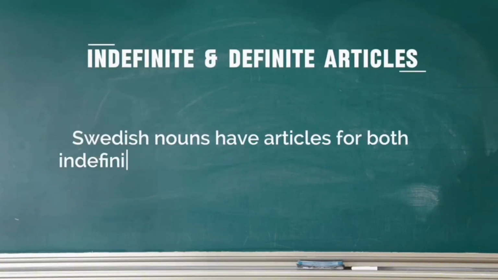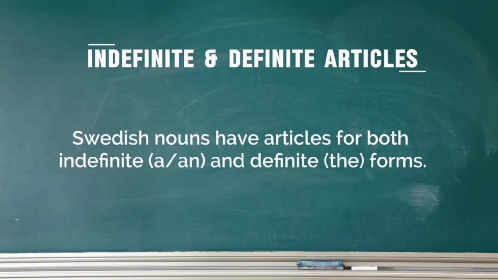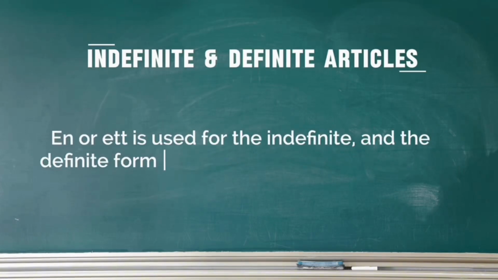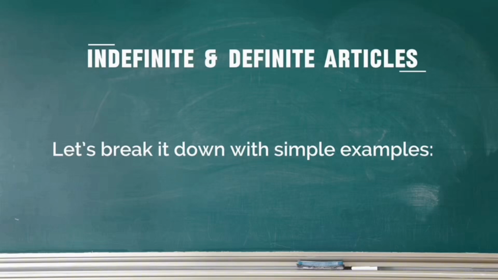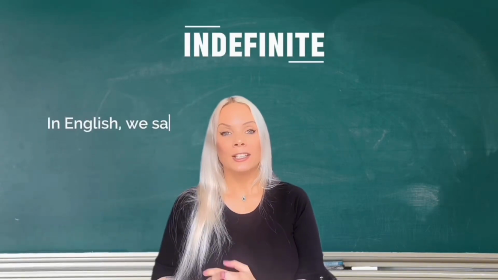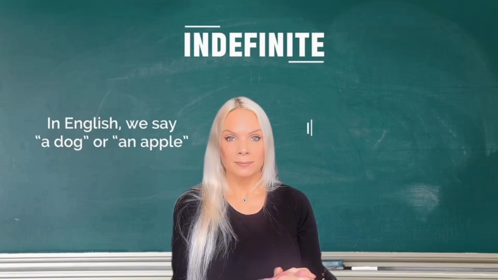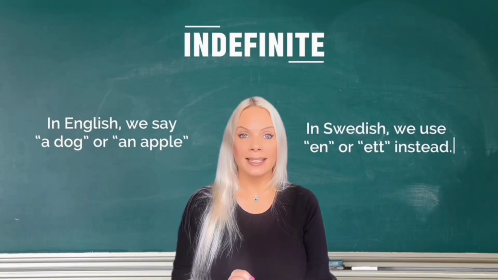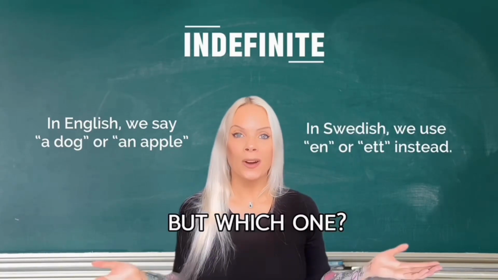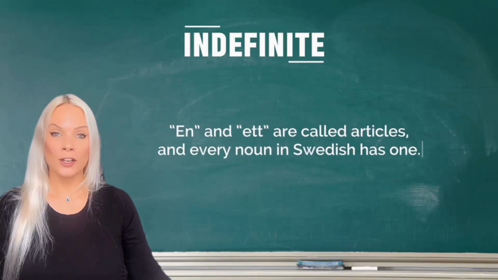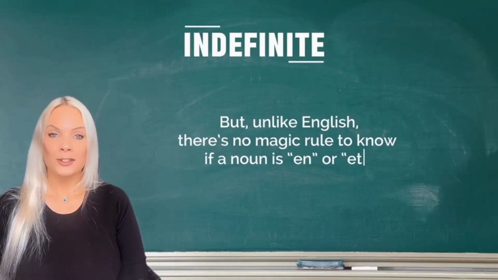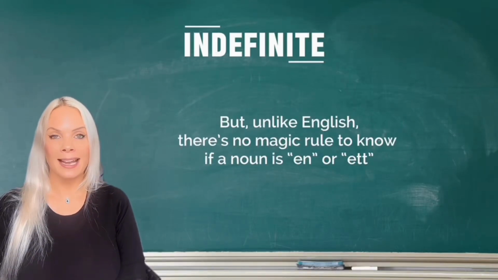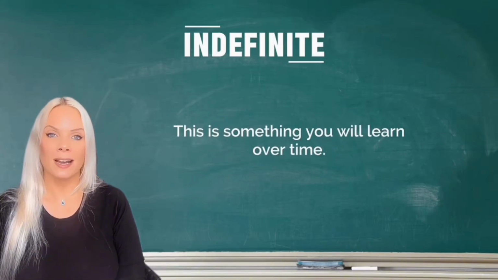Swedish nouns have articles for both indefinite and definite forms. En or ett is used for the indefinite, and the definite form is added as a suffix to the noun. Let's break it down with simple examples. In English we say a dog or an apple. In Swedish we use en or ett instead. But which one? En and ett are called articles, and every noun in Swedish has one. But unlike English, there's no magic rule to know if a noun is en or ett. This is something you learn over time.